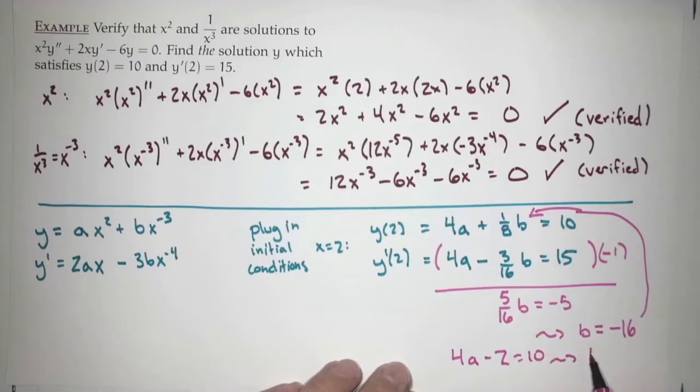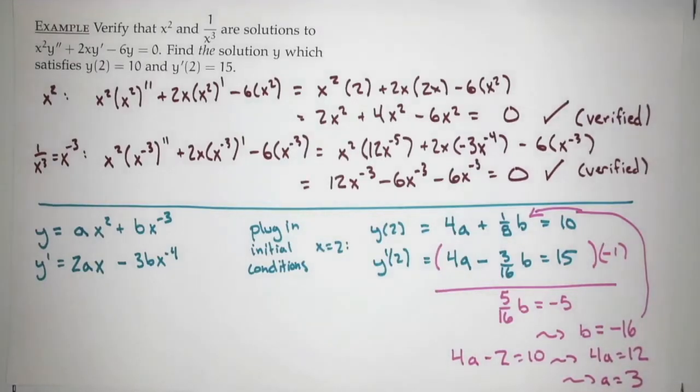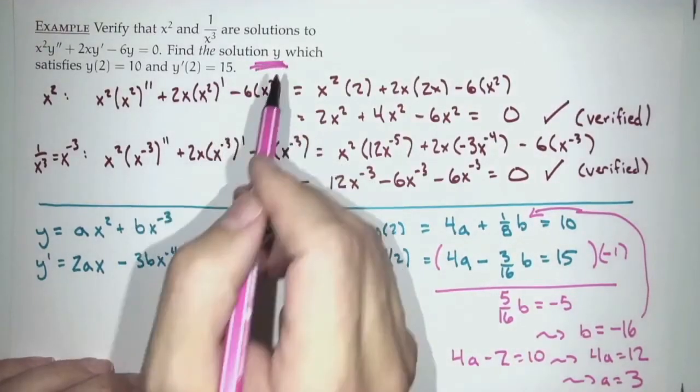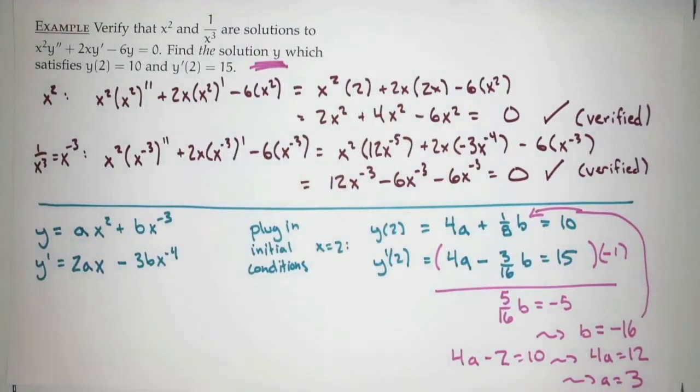Which, of course, is the same as 4a equals 12. So what is a? A is 3. Great. Now, are we done? And why not? Yeah, we're not done because what do we need? We need the y. We need the solution.